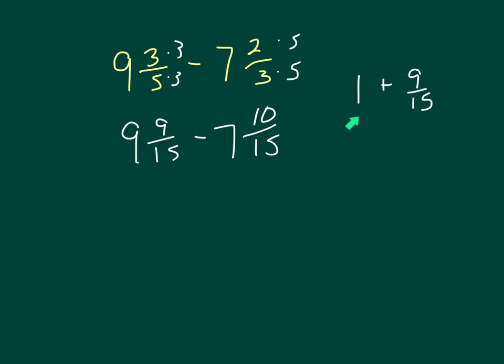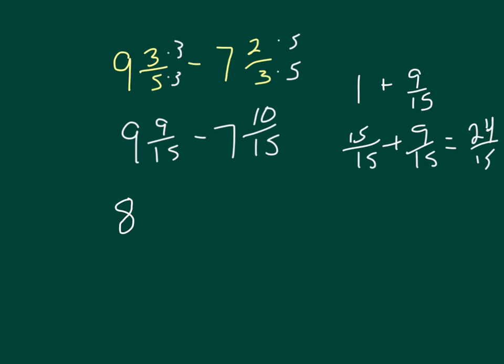So over here I've done the one whole plus this 9/15, okay, and I'm going to change one whole to 15/15. That's the same as one whole plus 9/15 would give me 24/15. So I can rewrite 9 and 9/15 as 8 and 24/15. Okay, because what I've done is I've borrowed 1 here, so I had 8, and then I added 15/15 to this. And now I take away 7 and 10/15, and now I've got a number that I can subtract pretty easily.